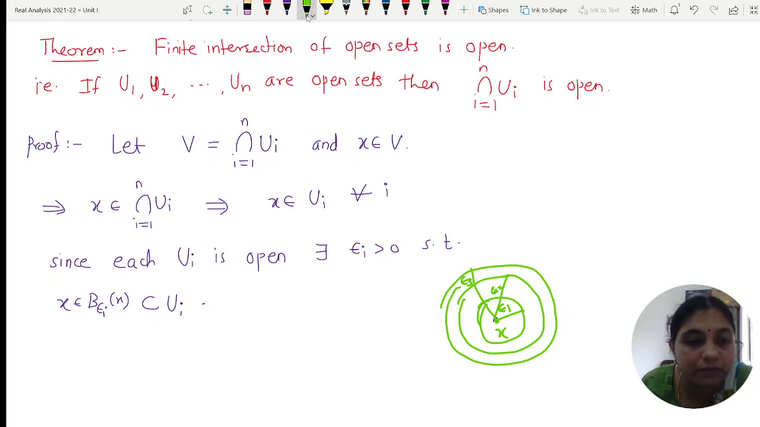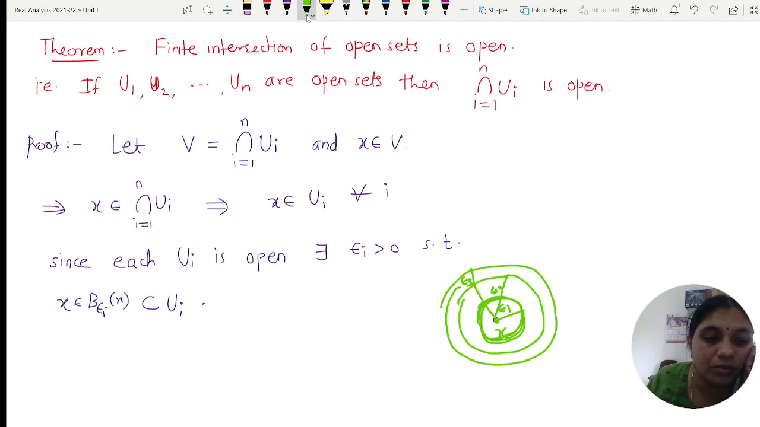So from these epsilon i's, can you give me one epsilon or radius for which that ball will be totally contained in that intersection? Whichever is minimum, that will work. Yes, because that will work from here. Epsilon 1 will work, but we don't know what epsilon 1, epsilon 2, epsilon 3 are. I am just giving arbitrary numbers here.